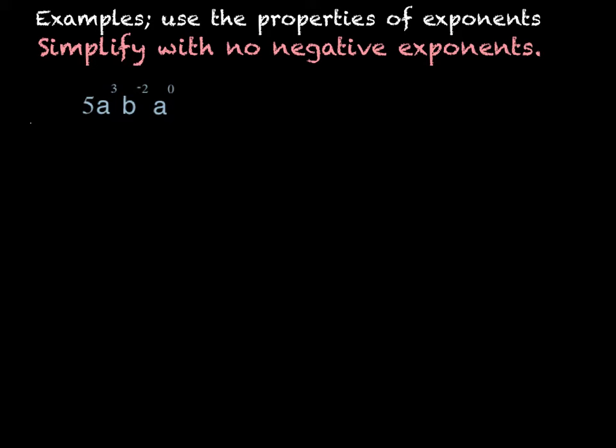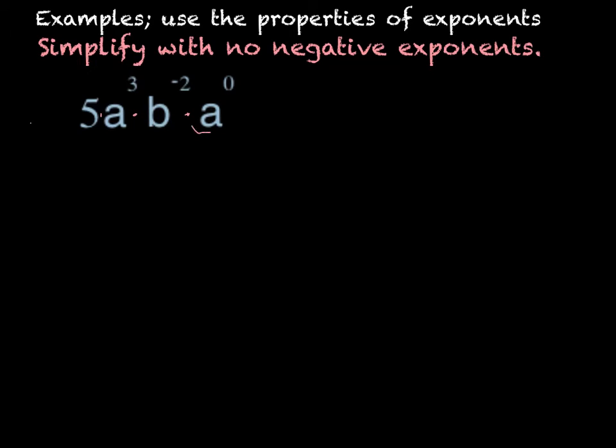So in these next few examples, we're going to put several of those different properties together. So we want to simplify each of these using no negative exponents. So the first example, 5a to the third power, b to the negative 2 power, a to the 0 power. So the first thing I'm going to do is note that all of these things are multiplied together. So I can deal with them each separately.